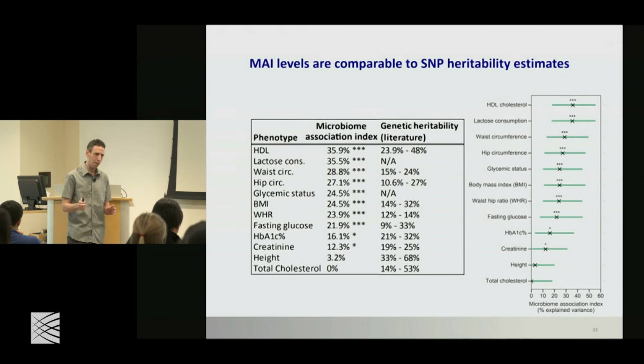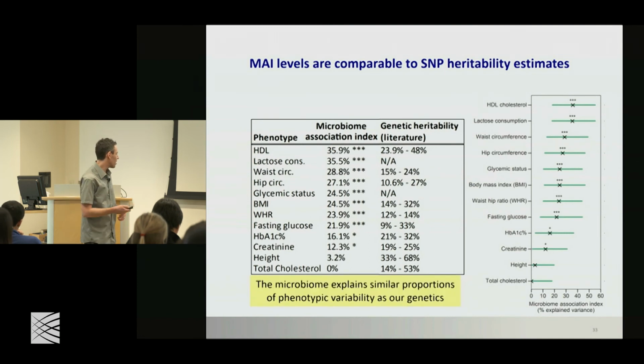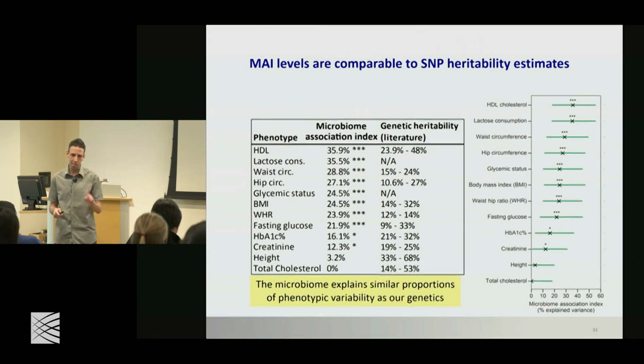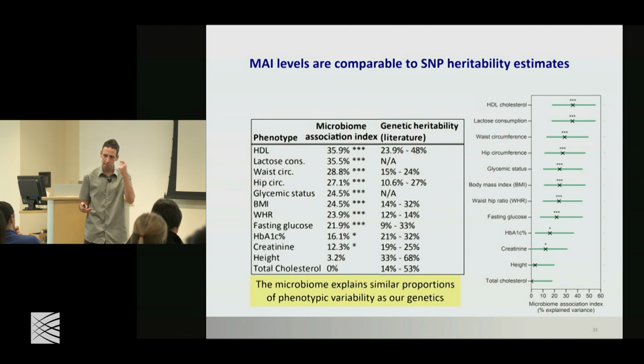And we think that's a big deal, because what this means is that the gut microbiome statistically explains similar proportions of phenotypic variability as our own genetics, with the caveat that it explains statistically, because we don't indicate causality. But we still think that's really interesting. People have been making this argument for years, but as far as we know, this is the first principled way to actually estimate and quantify this association.